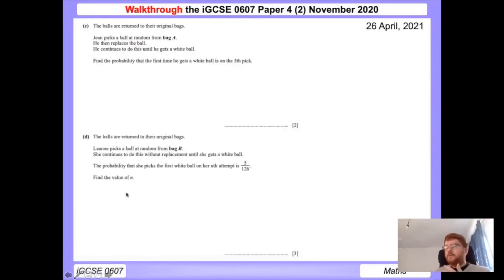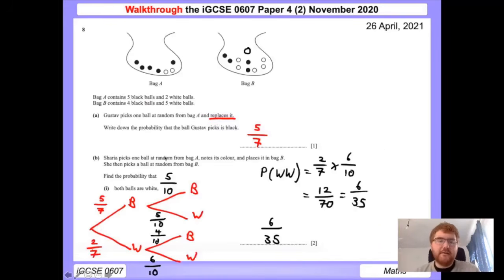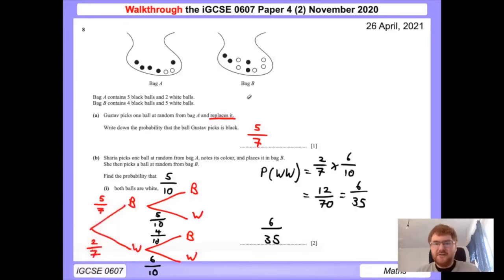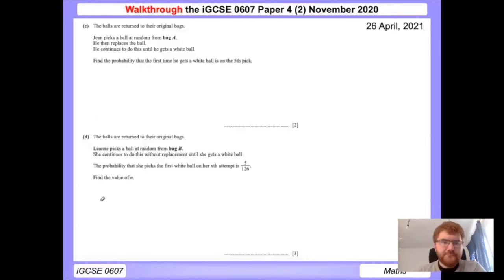Okay, so now we're going on beyond the standard questions, and now they'll try and change the context slightly for this. So the balls are returned to their original bag. If I go back to my original diagram, I would do this in the exam to remind me. I would wipe out anything I've done so far. Okay. Gene picks a ball at random from bag A.